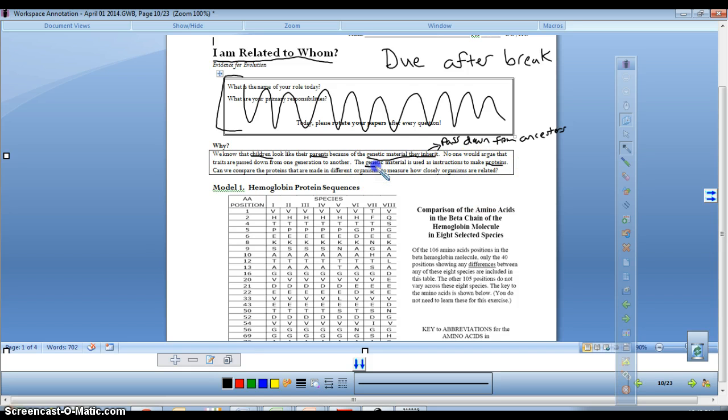So just again, genetic material. What genetic material are we talking about here? We're talking about DNA. And DNA makes protein. What are proteins made of? Amino acids. Okay, so just remember that the sequence of amino acids determines the protein.